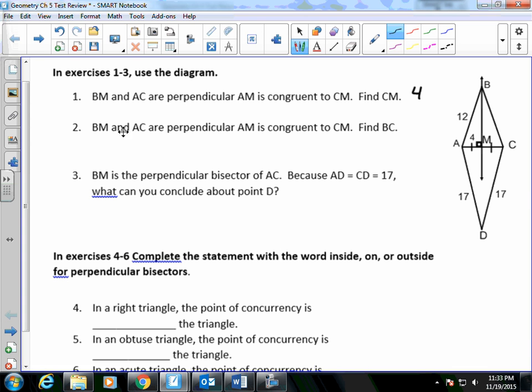All right, number 2, BM and AC are perpendicular. AM is congruent to CM. Find the length of BC. So from B to C here.